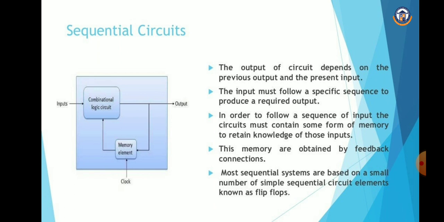The input is obtained in the combinational logic circuit, then it gives some output. Again, the output is fed back to the memory element. From the memory element, it goes to the combinational circuit. This function happens routinely. The memory is obtained by the feedback connection, and most sequential systems are based on a small number of simple sequential circuit elements. It is called the flip-flop.